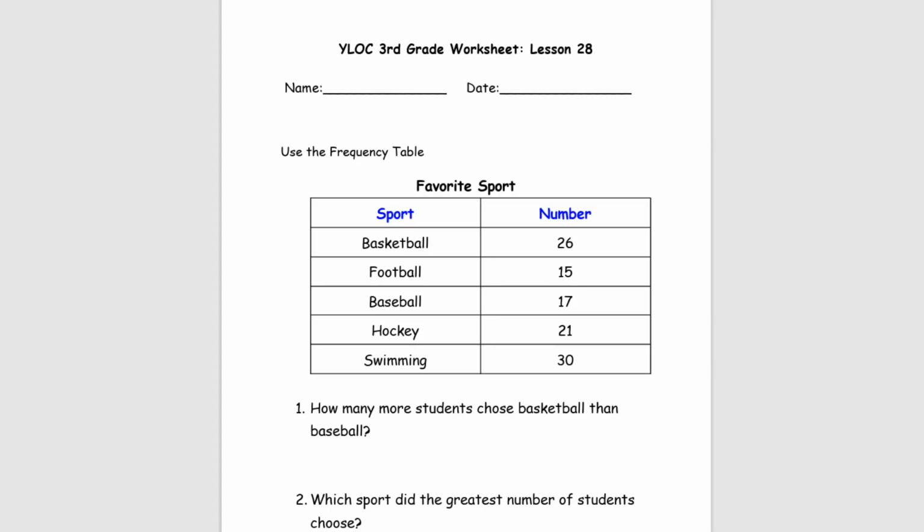Welcome to Highlight Worksheet lesson number 28. And to start off, we're using the frequency table to answer these questions.